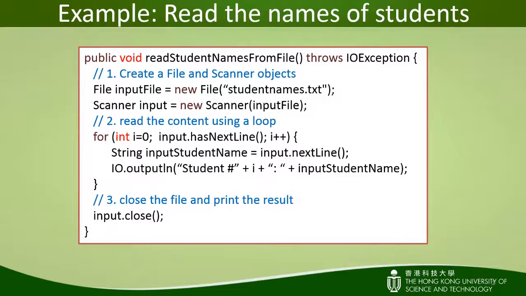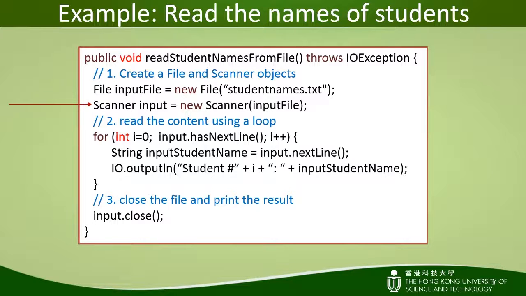Let's go back to the example that reads name from an input file and take a more detailed look at the scanner class. The method is displayed here. As discussed, a scanner breaks its input into tokens using some delimiters, usually white spaces. In this example, the scanner object, input, is being associated with an input file.